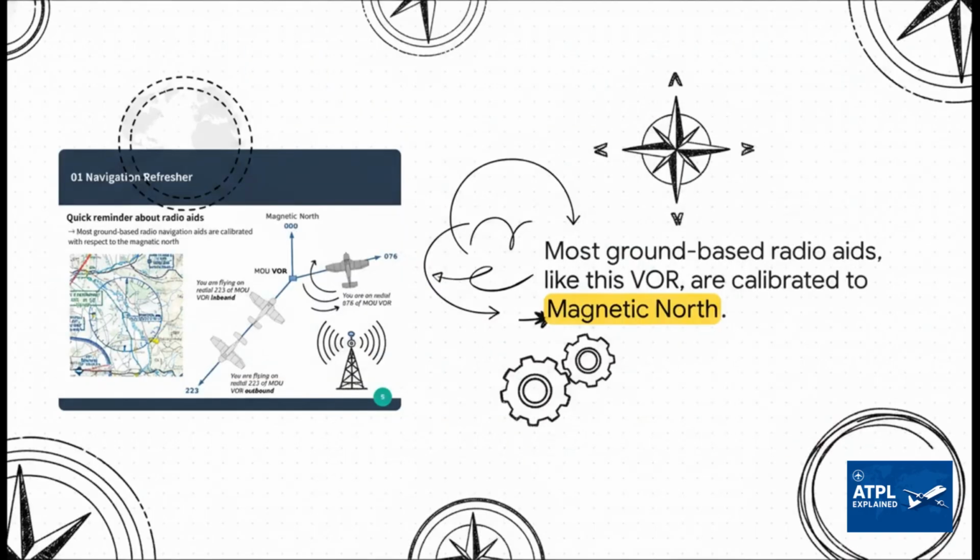And here is a super crucial point. Ground-based aids like this VOR, that's VHF omnidirectional range, are all aligned with magnetic north. So when you see that you're on the 076 radial, that's a magnetic bearing of 076 degrees from the station. So, pro tip, always think magnetic when you're dealing with VORs.